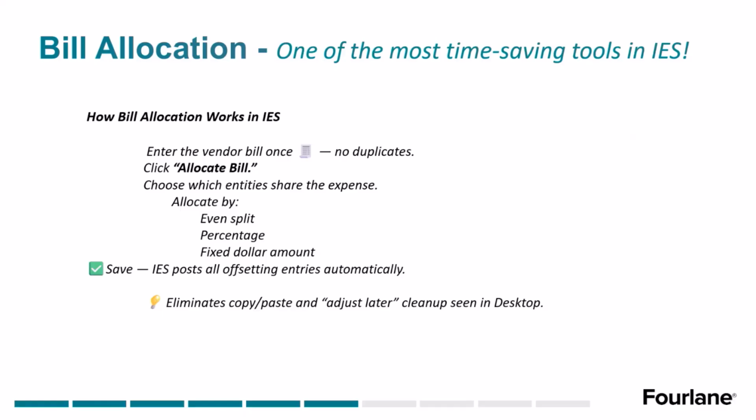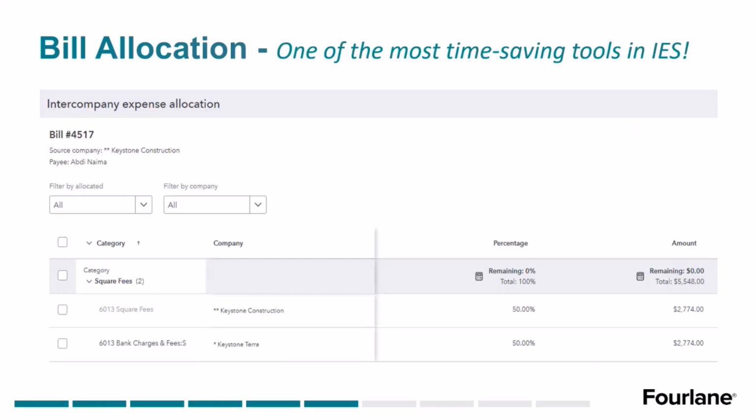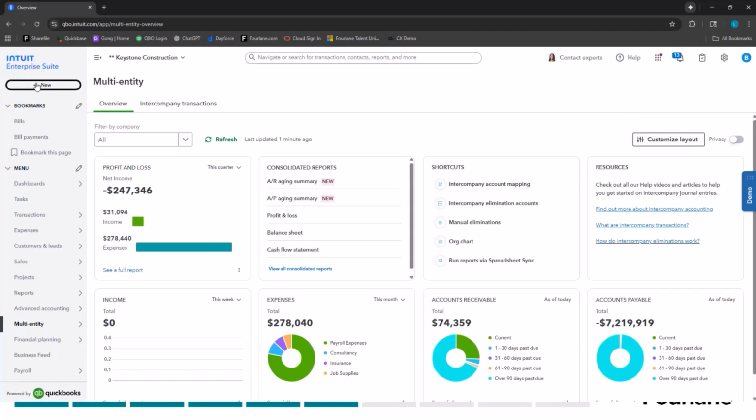That means your due to and due from accounts are perfectly aligned instantly. No more copying, pasting, or adjusting later like we often see in desktop environments. So this is that single workflow that's going to reduce a lot of time and error. I'm going to take you in product. Let's go look at the bills.